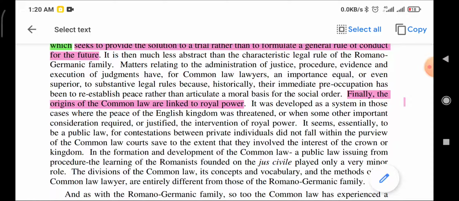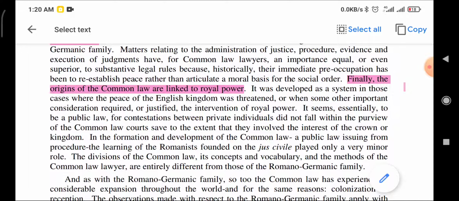In the formation and development of the common law, a public law issuing from procedure, the learning of the Romanists, founded on jus civile, played only a very minor role. The divisions of common law, its concepts and vocabulary, and the methods of the common law lawyers are entirely different from the Romano-Germanic family.